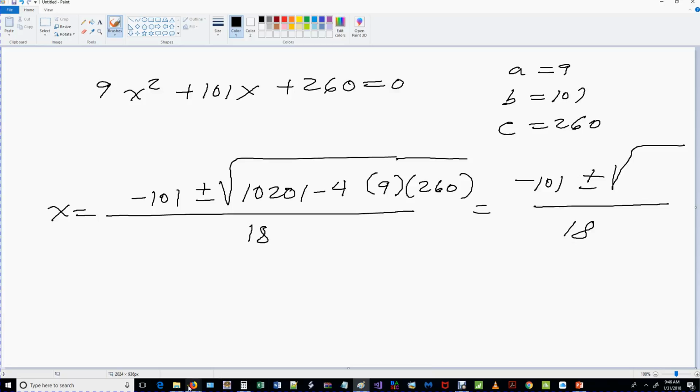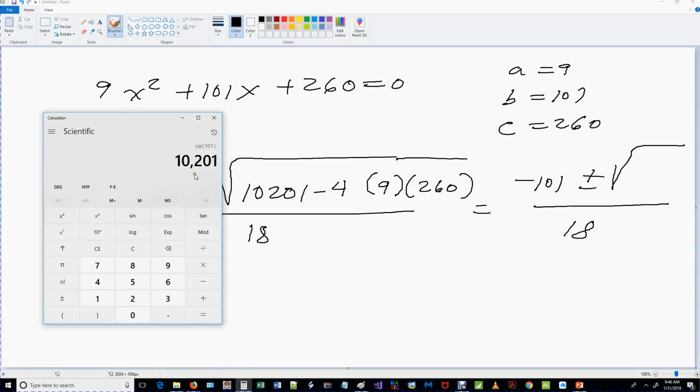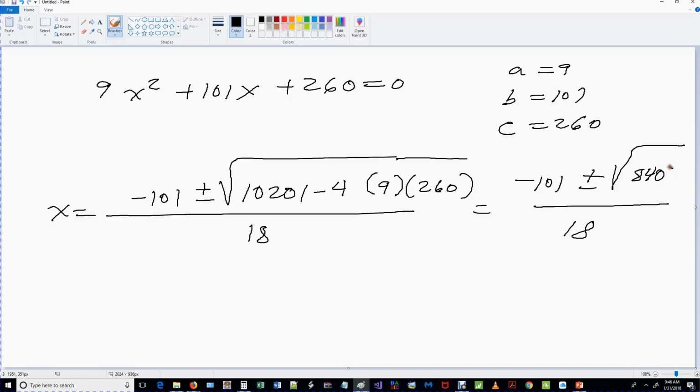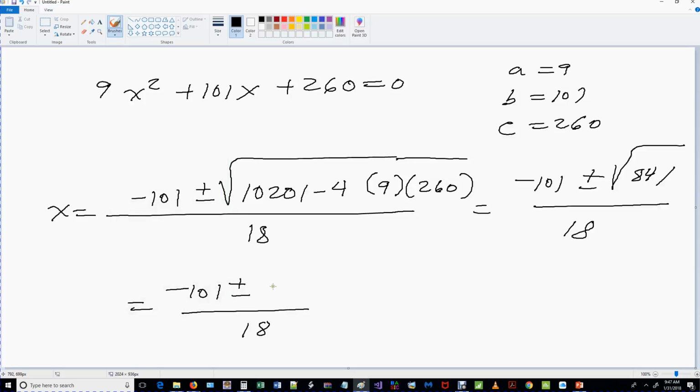Now to find the inside of the square root, you have to use the calculator. So you do 10,201 minus 4 times 9 times 260. Once you type all of that, you get 841. So inside of the radical is 841. Now next you will have minus 101 plus or minus, and let's hope this will be a nice solution if the square root of 841 is an integer, but let's find out. Alright, the square root of 841 is 29.